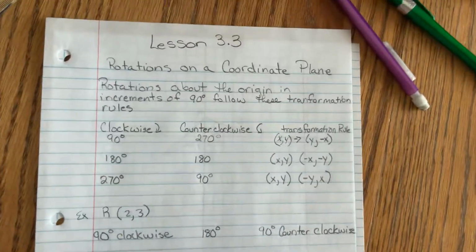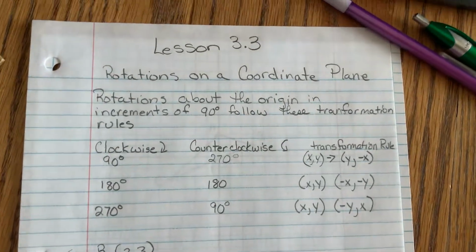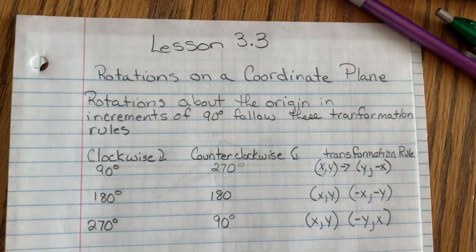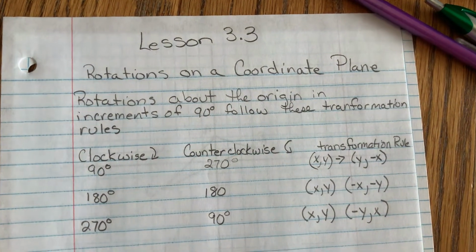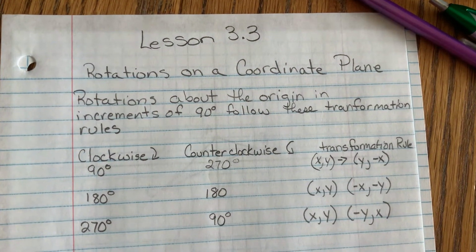So again, I'd like you on page 100 to copy down that light blue box. I've already done it for you. Again, if I'm going too fast for you, just hit the pause button and we'll get you straightened out. Okay, so here are the rules for lesson 3.3. Rotations on a coordinate plane. Rotations about the origin in increments of 90 degrees.